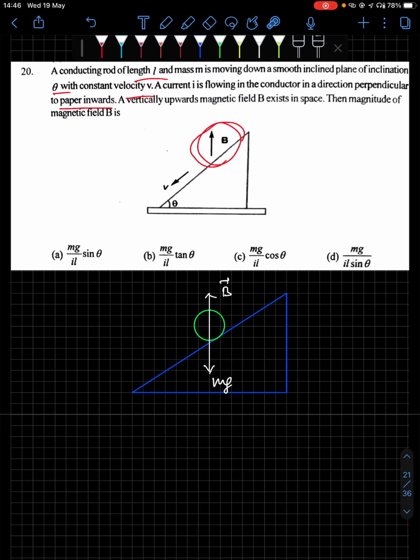Then you see the thumb is pointing this way, along the right. So this is the direction of the magnetic force. Clear? Finding out this magnetic force direction is very important. This you need to understand.